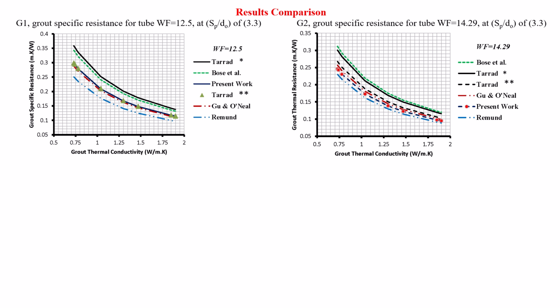And for geometry G2, we have the higher value predicted by both Etal and the minimum value by Raymond. It seems that the Raymond correlation usually has the lower value among others for the thermal resistance, and all other correlations have predicted values in between, occupying the zone between the maximum and minimum values.